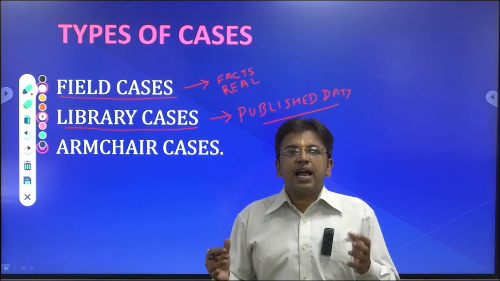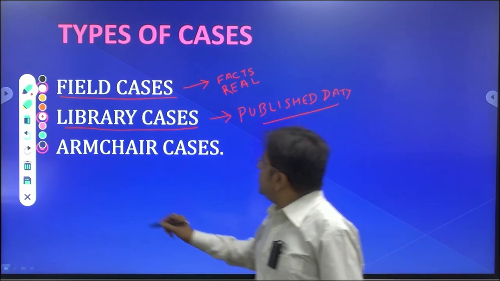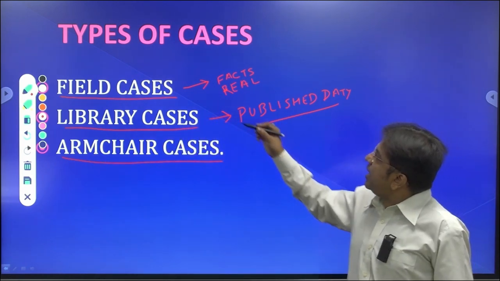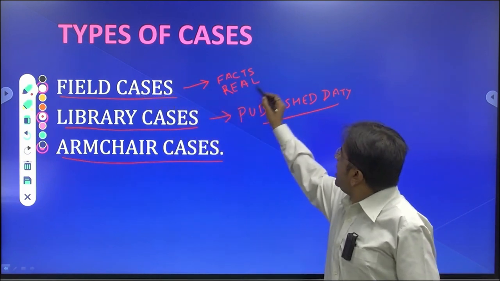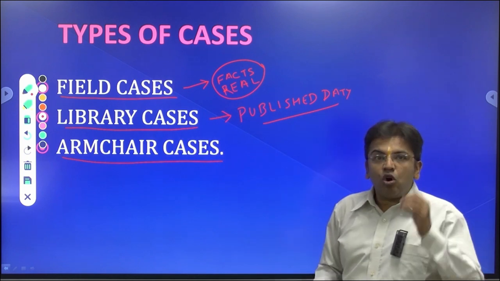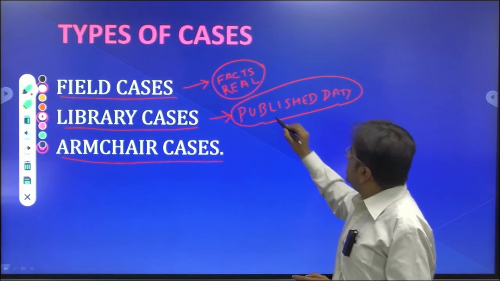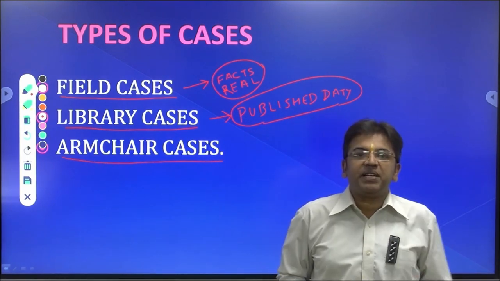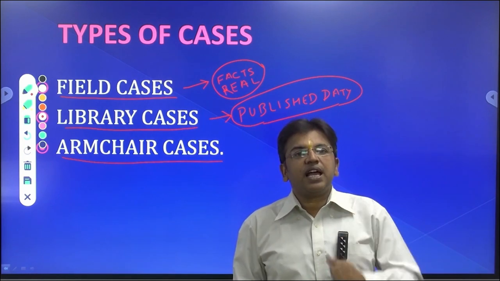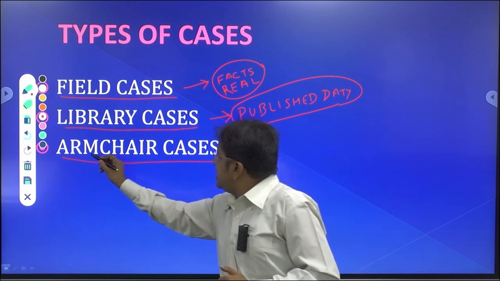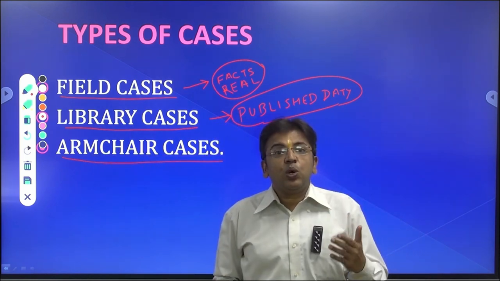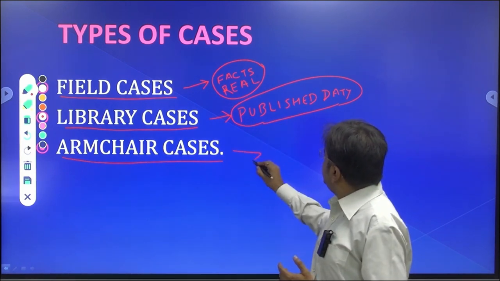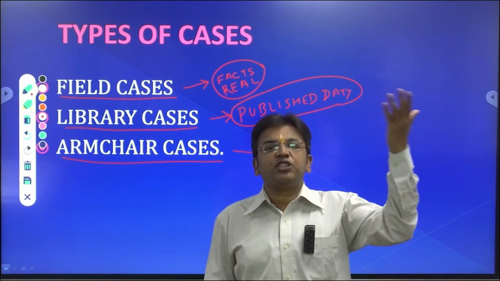He is collecting the data and making his own cases. The third one is armchair cases. Whenever a researcher doesn't have time to go to the field, or doesn't have time to explore the published matter, or sometimes there is very little data present in the scenario, for those cases there is the armchair case method, which is not based on factual data. Here, whatever a researcher is writing is based on hypothetical assumptions.